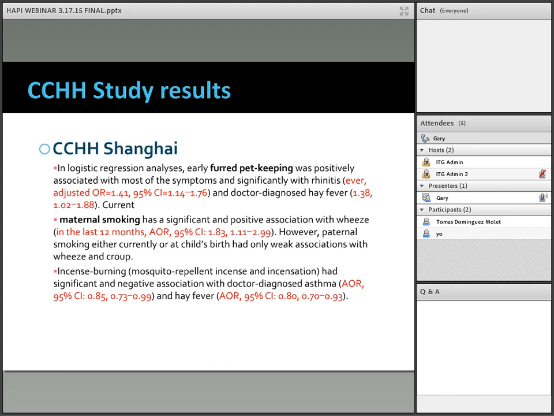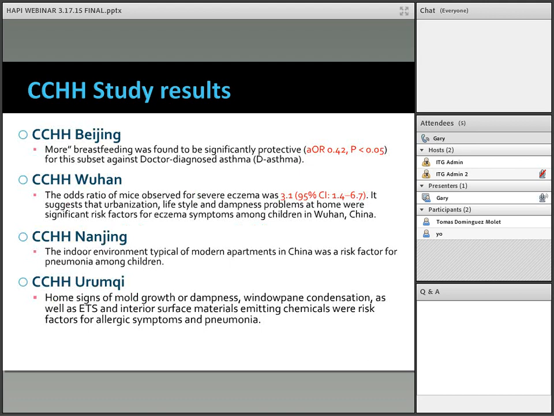And if you look at the results from these different city-specific studies, you really get a sense of this. For Nanjing, the indoor environment typical of modern apartments was a risk factor for pneumonia. The odds ratio for mice exposure being associated with eczema mirrors a lot of the work we've seen in the U.S., where particular allergens in the home might be associated with allergic outcomes, eczema just being one of several allergic outcomes that we look at, including asthma.